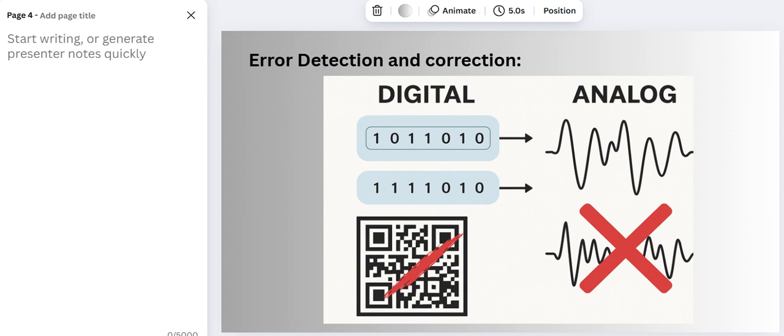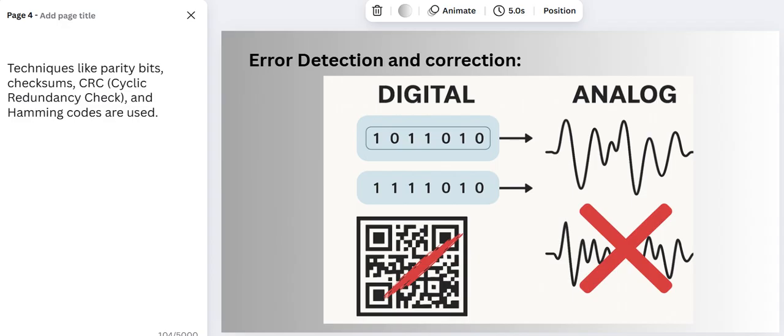Another advantage is error detection and correction. Digital communication systems can detect and even correct errors during transmission, ensuring higher reliability compared to analog. Techniques like parity bits, checksums, CRCs, and Hamming codes are used for error detection and correction.